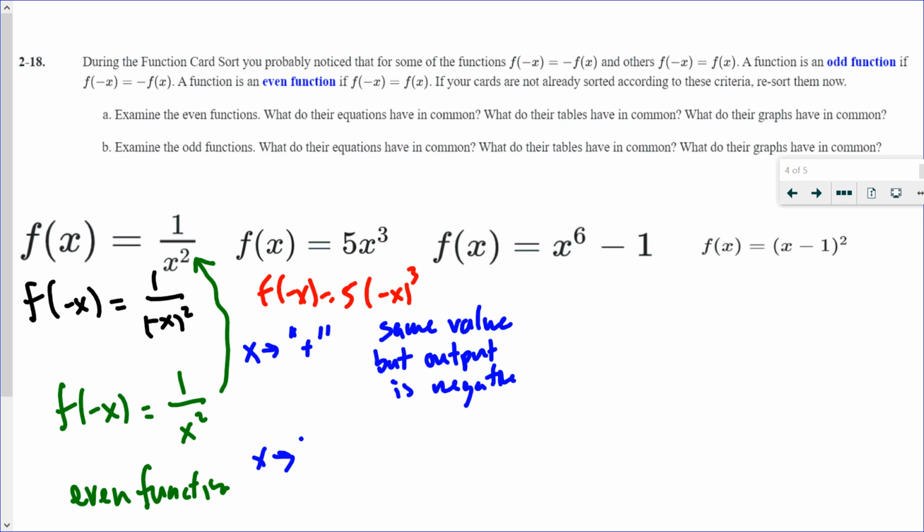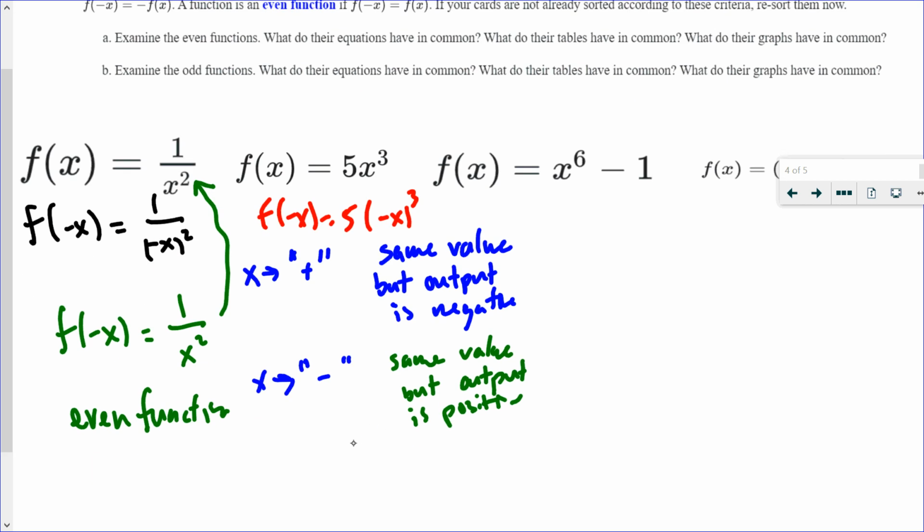If x starts as a negative number, think about what happens. Well, then the inside of this parenthesis will be a positive number. I'm going to cube it, and then I multiply by 5. So again, I'm going to get the same number, the same output value, but the output is positive. So what we see here is that 5 times negative x cubed actually ends up being negative 5x cubed, which then is negative f of x.